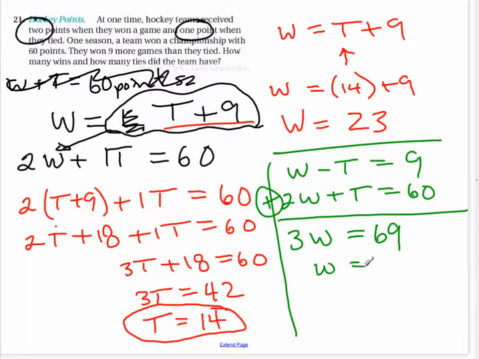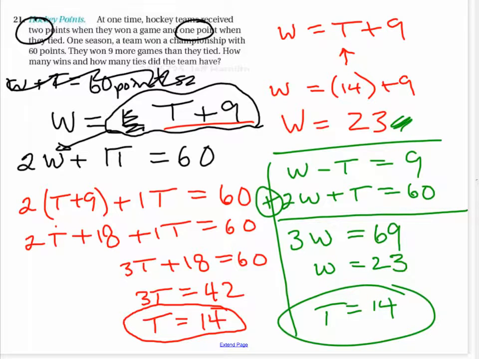Dividing both sides by 3, you get W is equal to 23. Same as before. And then I could plug it back into one of the original equations. I just have to subtract 9 from that, and that would give me the number of ties. Okay, hopefully that gives you a good example of that question.